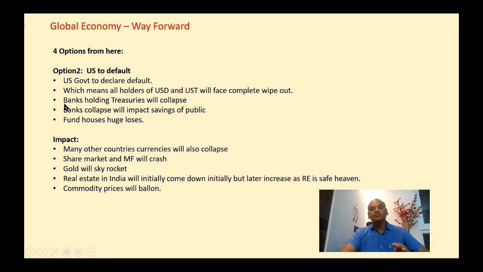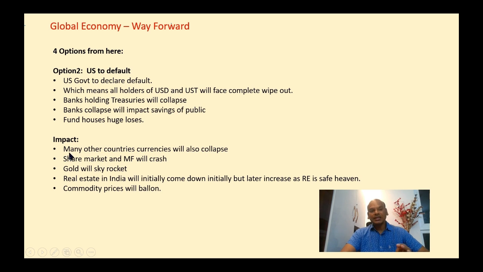Then the banks which are holding treasury bonds on their asset side will collapse, because on the liability side they have US dollars and on the asset side they have treasury bonds, so they will go down. And when the banks collapse, they will make the public go bankrupt, because all the savings that they deposited in the bank will go down. Fund houses will lose, because fund houses are heavily invested in the stock market and the bonds, so they will go down.